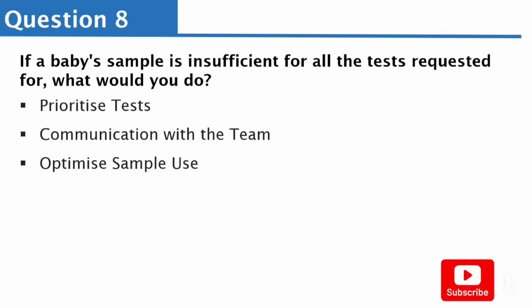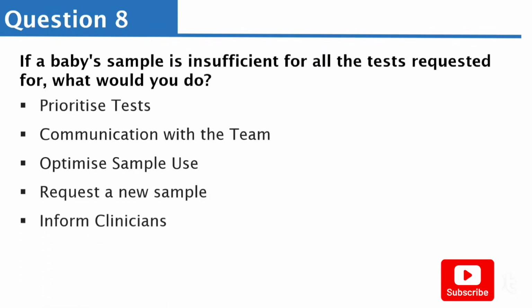Okay. That is one of the ways you might need to optimize the sample use. Now, of course, you can request a new sample. Obviously, you request a new sample, and that new sample is to help you to complete the test where possible. And of course, you are going to inform the clinician. But the most important thing here is, if you're going to prioritize the test, it is not up to you to prioritize the test. You might need to communicate with the teams, like maybe with the clinicians, and find out from them: you cannot do all the tests, so what test would you like me to prioritize? So you can now act based on that before you optimize and so on.